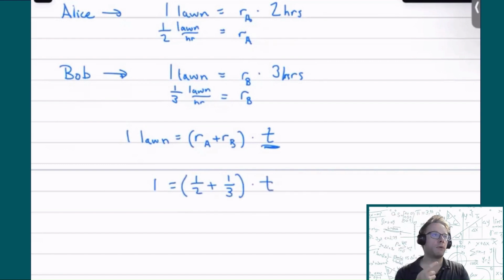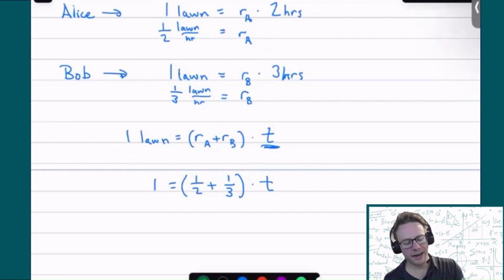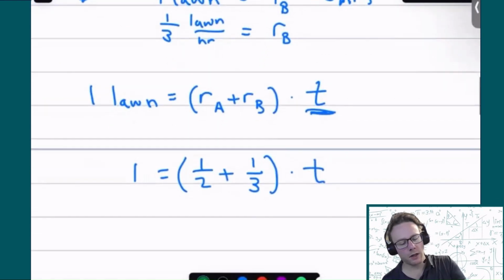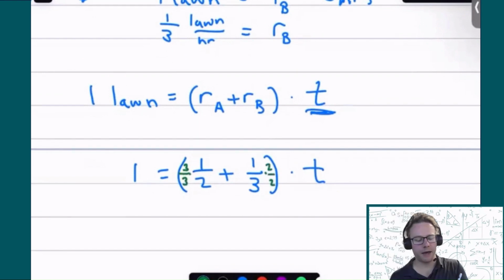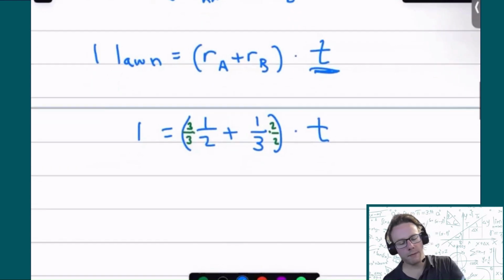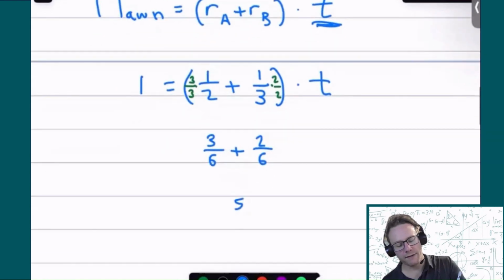And now there are multiple good ways to go about solving this from here. I'm going to go ahead and get a common denominator. So I'm going to multiply this one by 3 on top and bottom, and this one by 2 on top and bottom. And so I'm left with 3/6 plus 2/6. So that's going to be a total of 5/6. Let's go ahead and fill in some of my other stuff that I kind of dropped here.